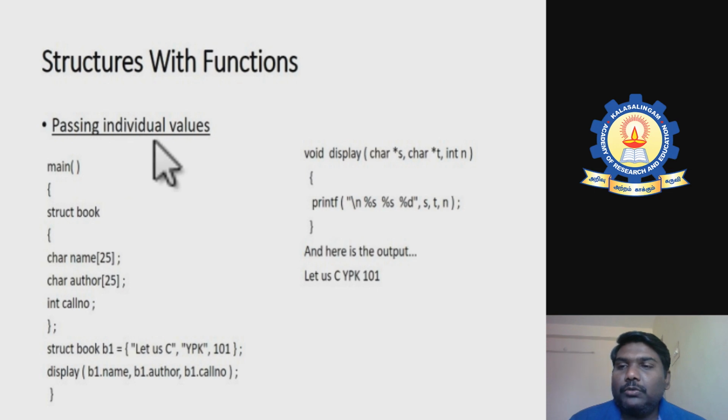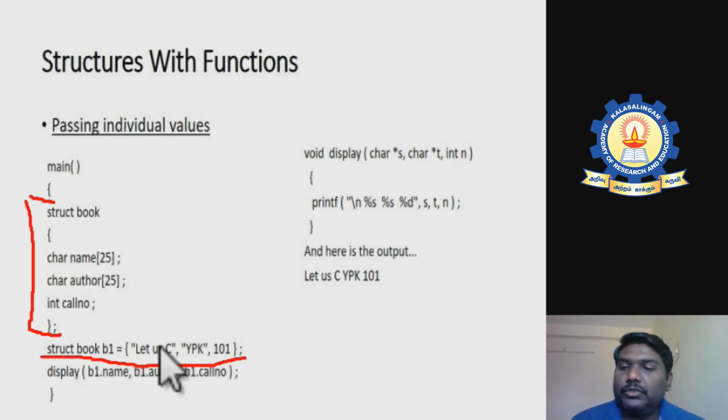So first we can see how to pass the individual values in the functions. So this is your structure. The structure can be defined within the main or we can define it outside the main. It's not a problem. So this is now defined within the main. We are having a name, an author, and a call number for this book, and the structure book one is declared here with the values declared as well as initialized. The author is YPK, and we are having a call number that's 101.